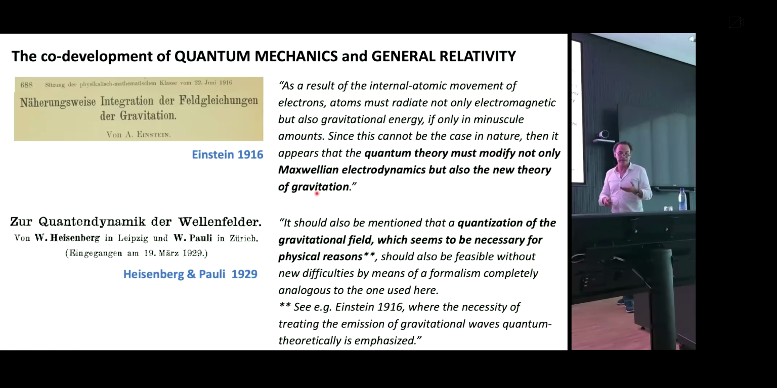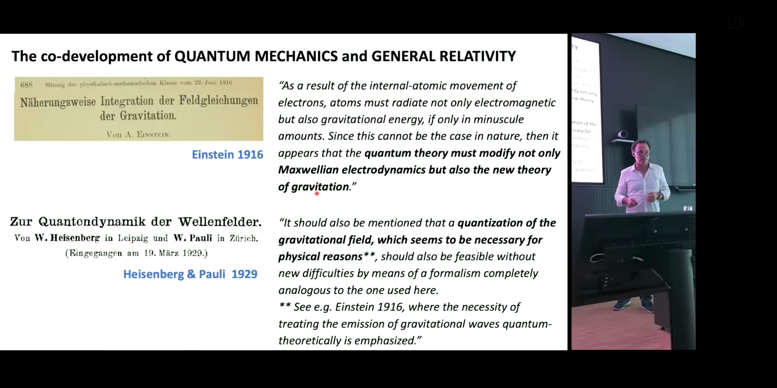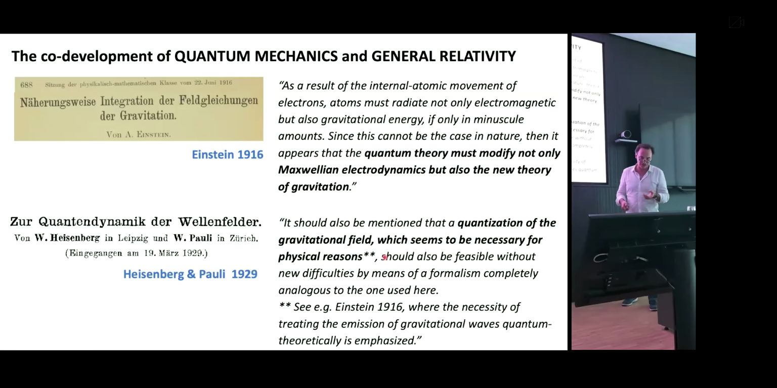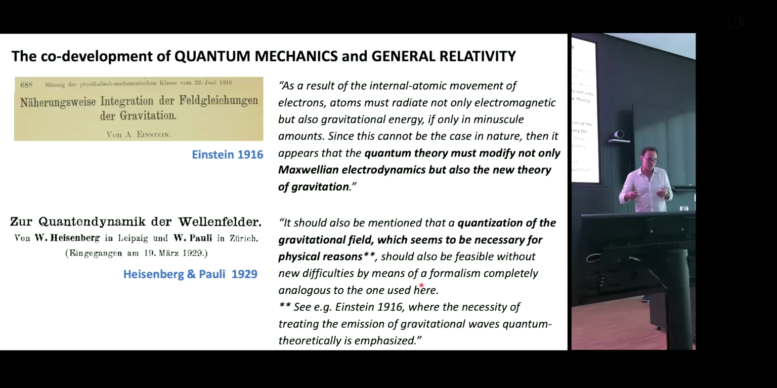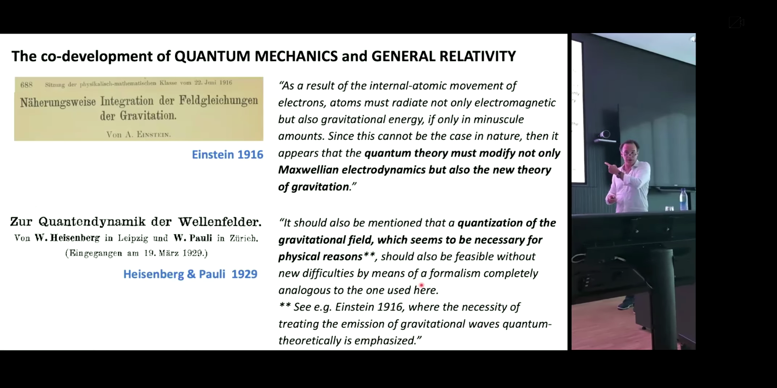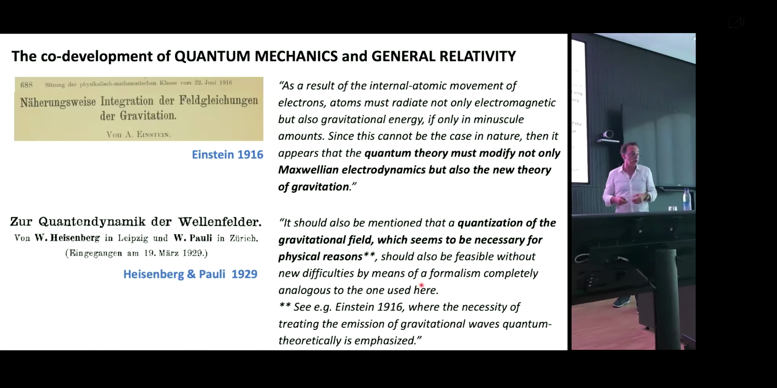And then in 1929, when Heisenberg and Pauli wrote down the first quantization of the electromagnetic field, they also write: it should be mentioned that a quantization of the gravitational field, which seems to be necessary for physical reasons, see for example Einstein 1916, where the necessity of treating the emission of gravitational waves quantum theoretically is emphasized, should also be feasible without new difficulties by means of a formalism. And so on. And you know how the story goes. Actually, the program was then completed in 1936 by Bronstein, who wrote down the first linearized quantum field theory of gravity, and then the rest is history.